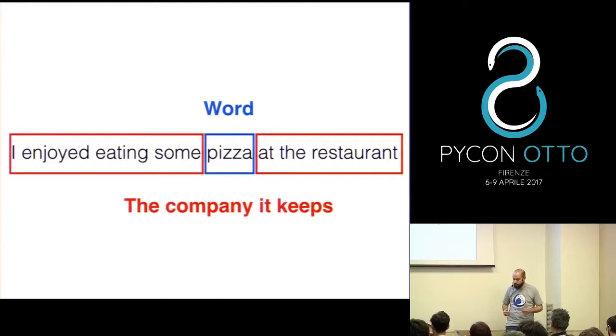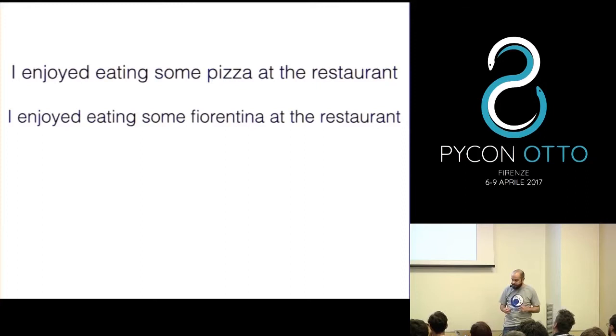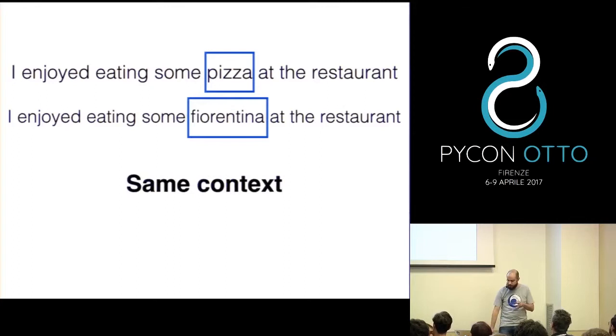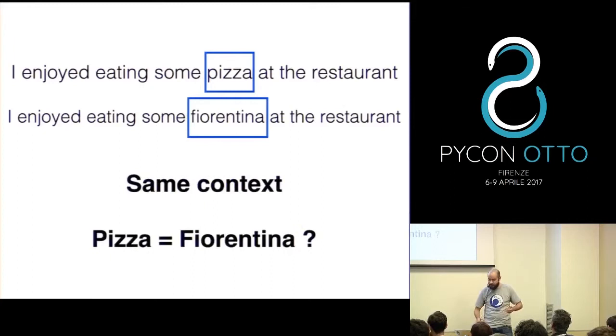Counterexample, we have two sentences. I enjoyed some pizza, I enjoyed some Fiorentina. So these are our focus words. And if you notice here, we have exactly the same context. So according to what I told you so far, essentially we are saying pizza and Fiorentina are exactly the same. So this is, of course, outrageous. But again, picture it on a larger scale. People describe these terms in many, many different ways. Some people might even not enjoy pizza. So that's how it is.